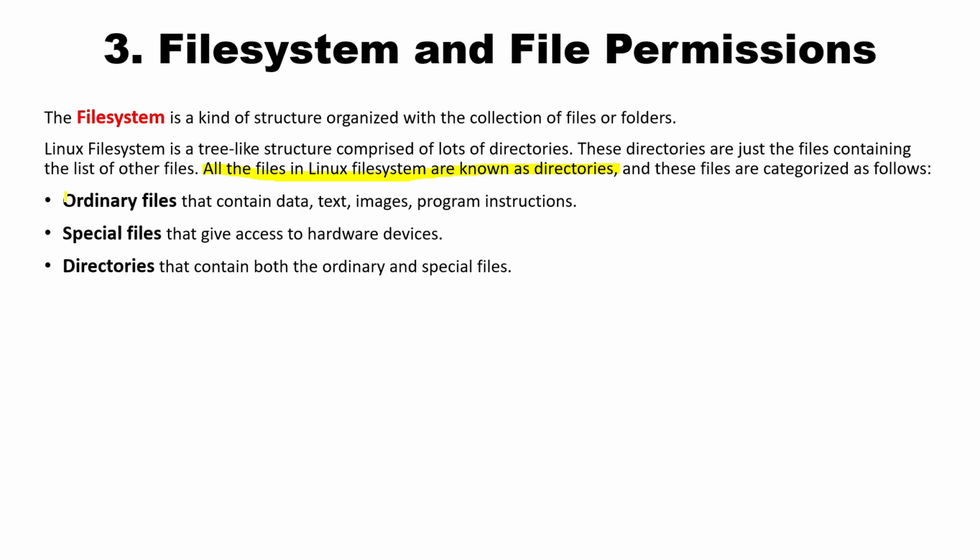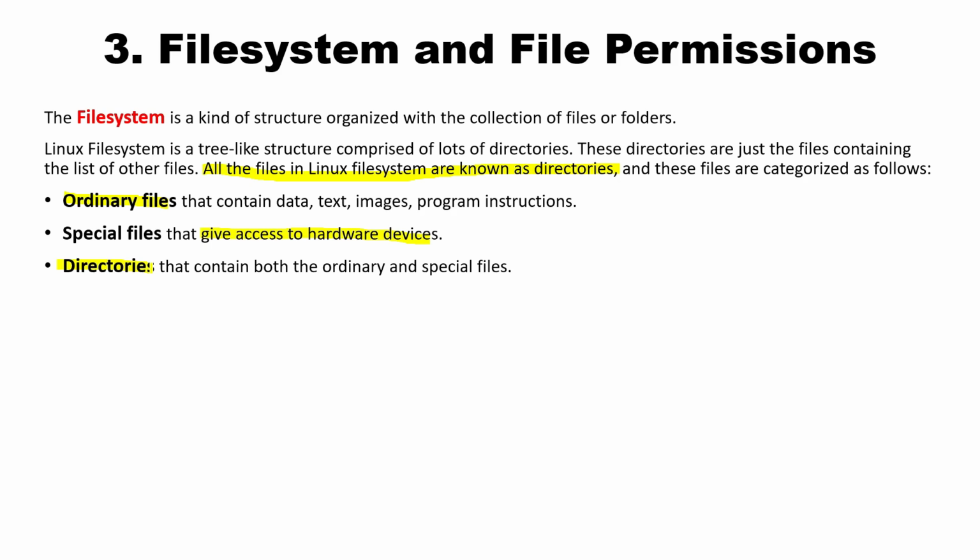The first one is the ordinary files that contain data, text, images, program instructions. Then we have something called special files. These give access to the hardware devices. And then we have directories that contain both the ordinary as well as the special files. So the files, either ordinary or special, both of them are contained within directories.